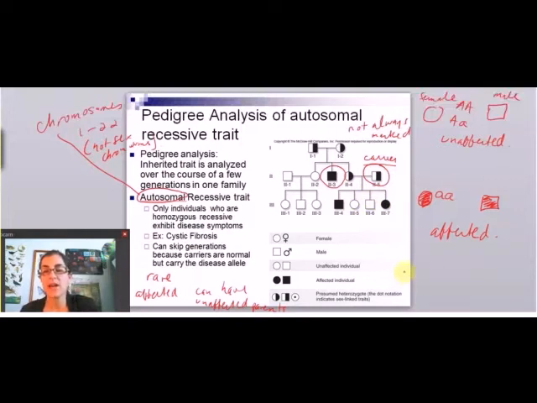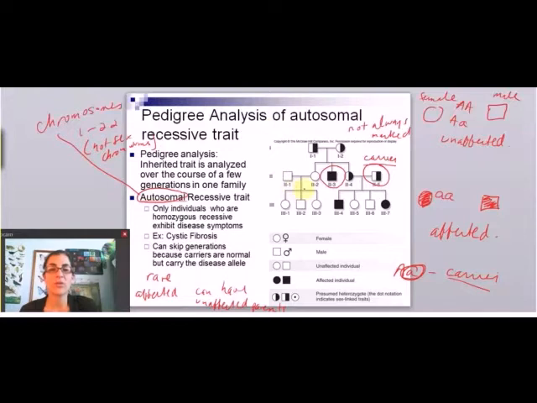So when somebody is a heterozygote for an autosomal recessive disease, they're called a carrier. That means they're carrying the disease gene, but you can't see it in them. So again, they don't have the disease, but they're carrying it and they can pass it on to their children. So if 2 carriers get together, that's how you can have children that get the disease.